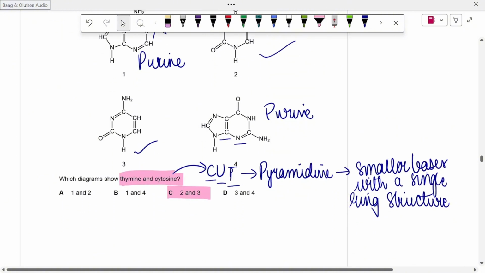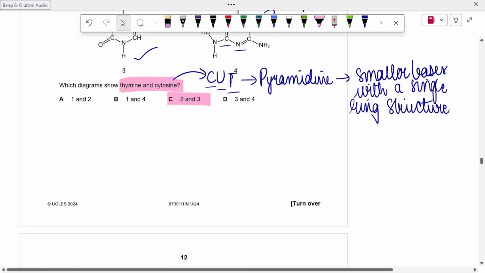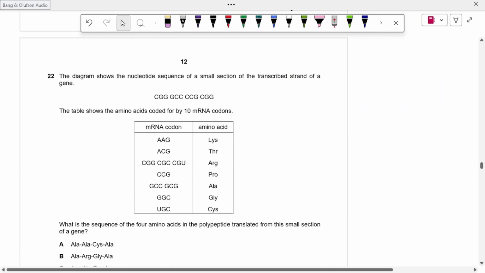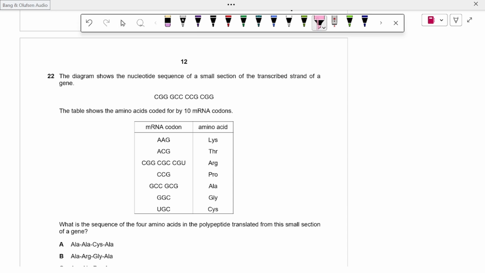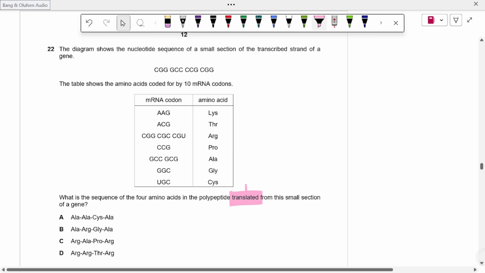Is this clear? I hope. Okay. Question 22. The diagram shows the nucleotide sequence of a small section of the transcribed strand of a gene. Transcribed हुआ है. Translation translated. Right. The table shows the amino acid coded by each mRNA codon. What is the sequence of 4 amino acids in the polypeptide translated from this small section of gene? So आपको gene sequence दिया हुआ है, nucleotide sequence दिया हुआ है. You need to translate it first and then you're going to compare it with your amino acid sequence.